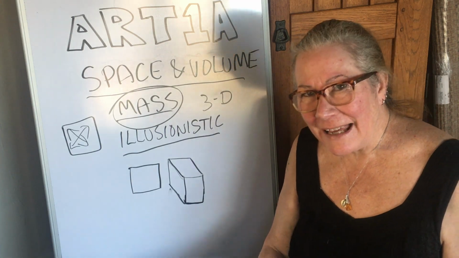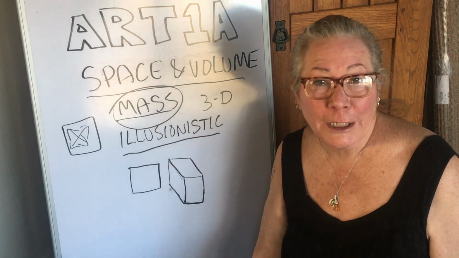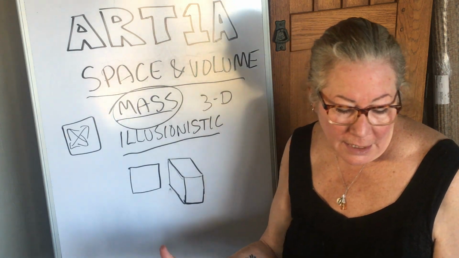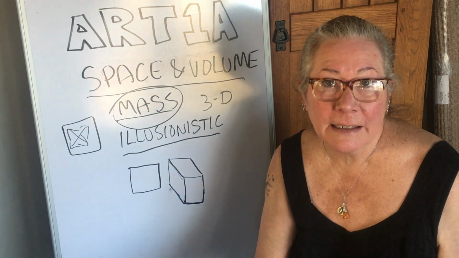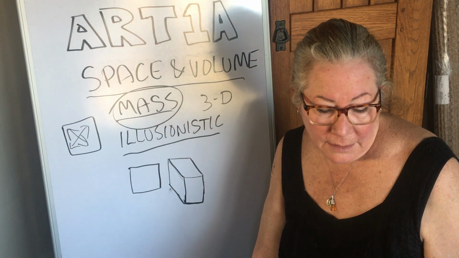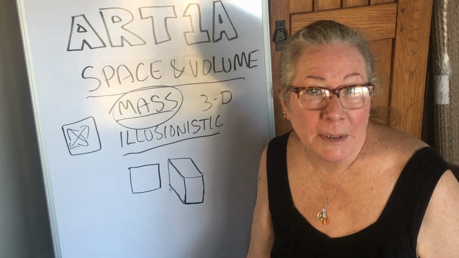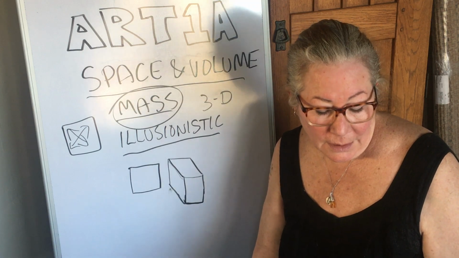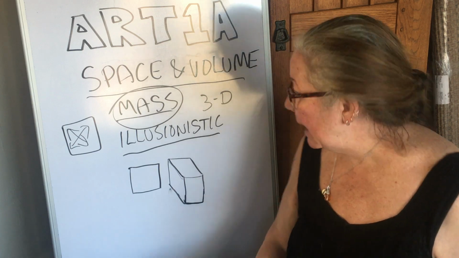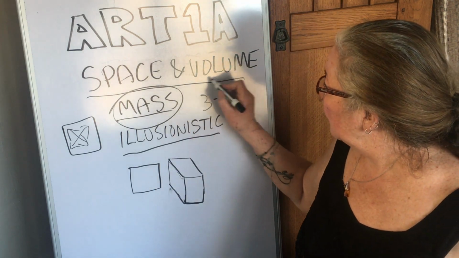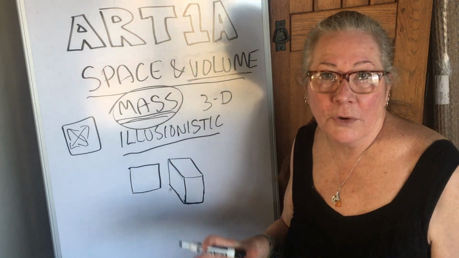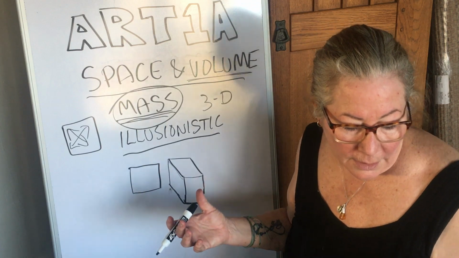Volume is the space that the mass organizes, divides, or encloses, right? Encloses would be like the interior spaces of a house or a building. The space occupied by a three-dimensional sculpture. So volume and mass can describe both the interior or the exterior of a form.